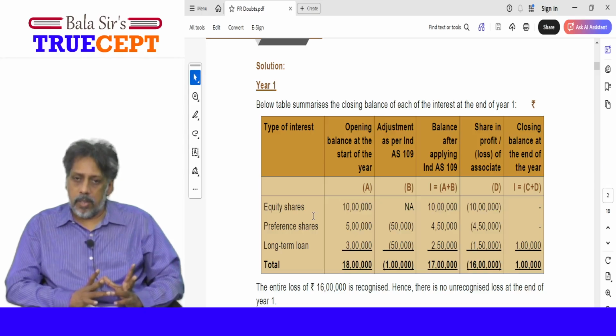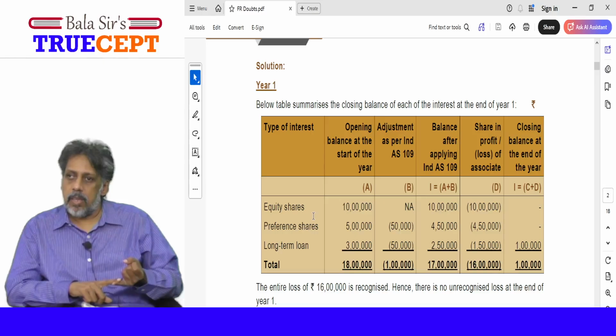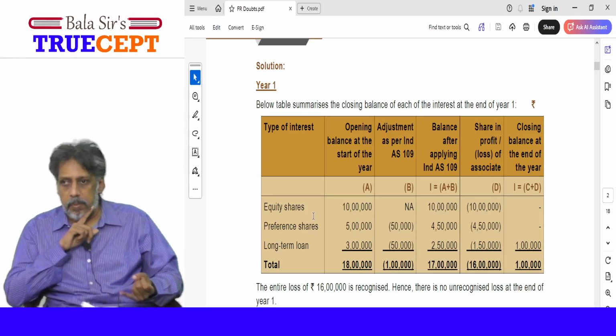Now first we are starting year 1, right? Yes, sir. Year 1, and the chart itself is for year 1. So type of interest is equity share. Opening balance is rupees 10 lakh. And then next, adjustment as per IND AS 109 is not applicable. And then balance after applying IND AS 109, same, is 10 lakh.